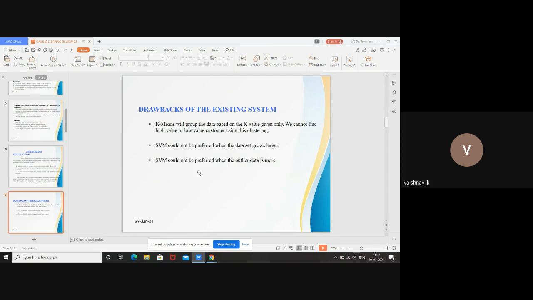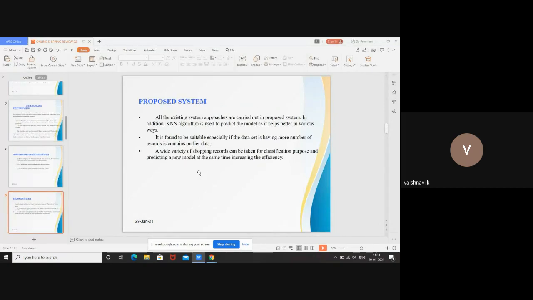Drawbacks of the existing system. K-means will group the data based on the K value given only. We cannot find high value or low value customers using this clustering. SVM is not preferred when the outlier data is more and the data set grows larger.